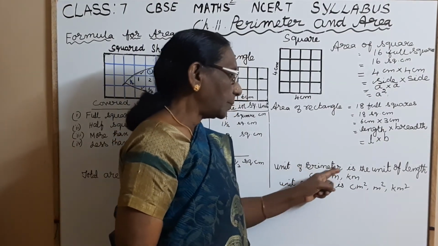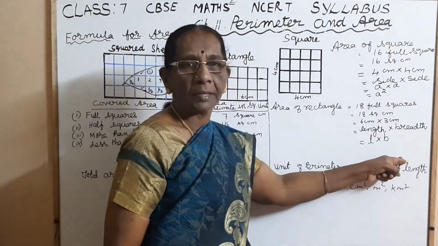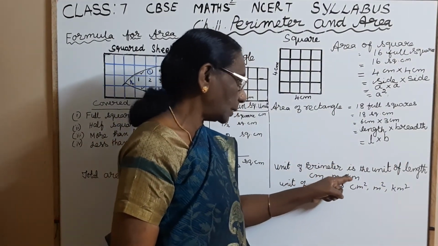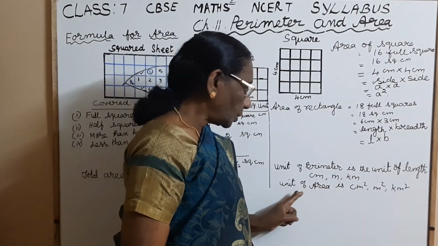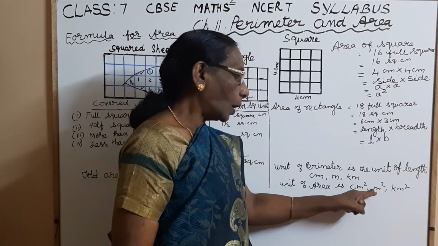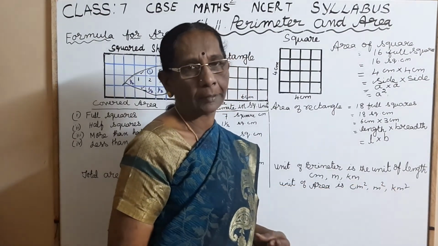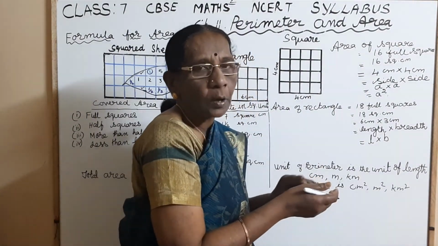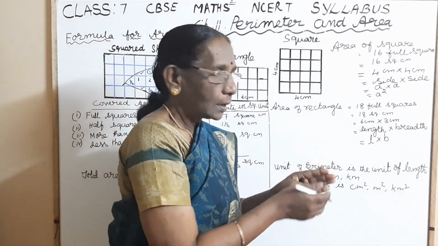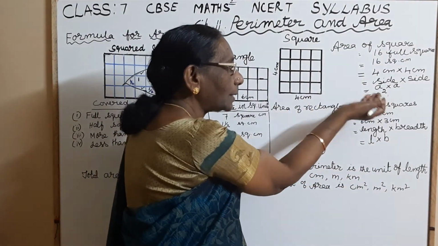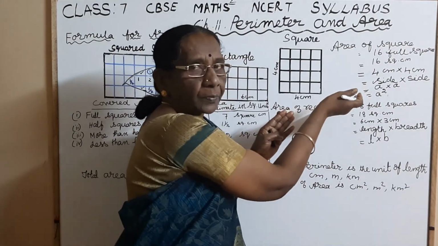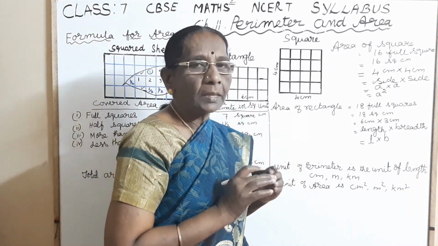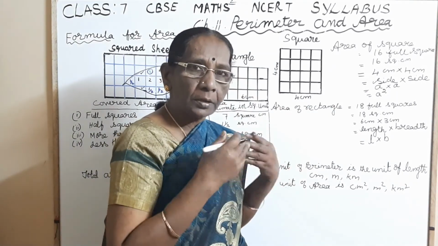Now let us move to the unit of perimeter and area. See, unit of perimeter is the unit of length. It's the total length of the outer boundary. Therefore, its unit is always centimeter, meter, kilometer. But unit of area is centimeter square or meter square or kilometer square. Why? Because here we are multiplying the two dimensions of the shape. Length and breadth. Here also length and breadth, but the length and breadth are equal. So we are multiplying two dimensions of the shape.